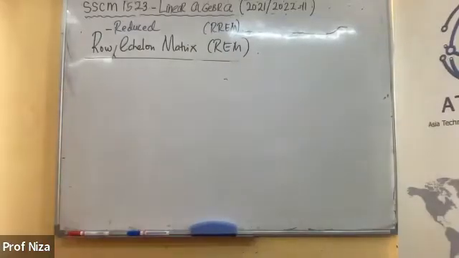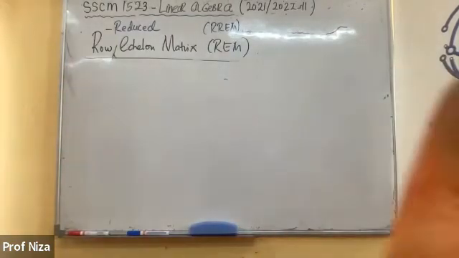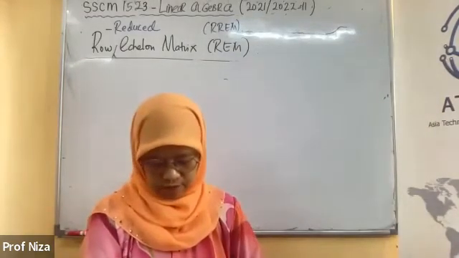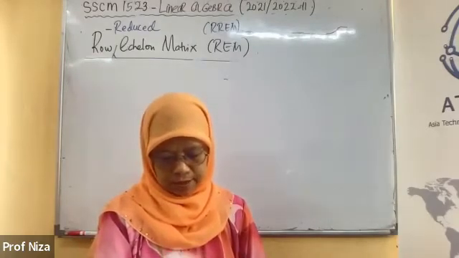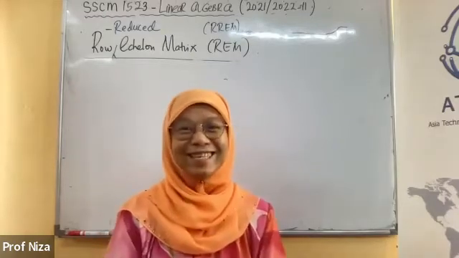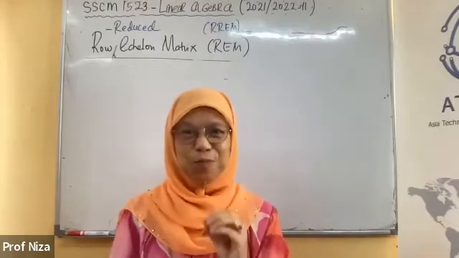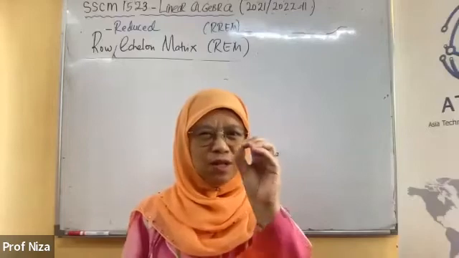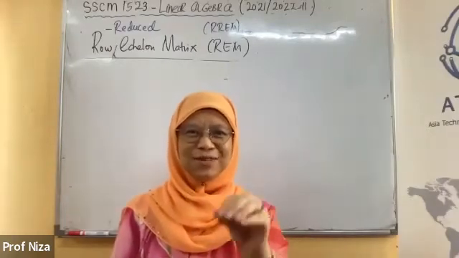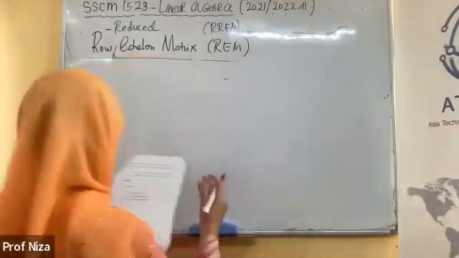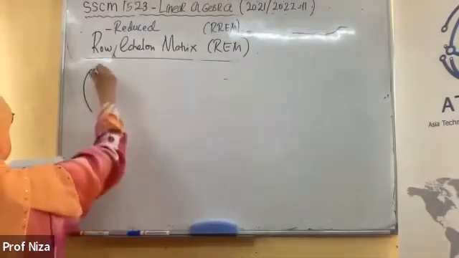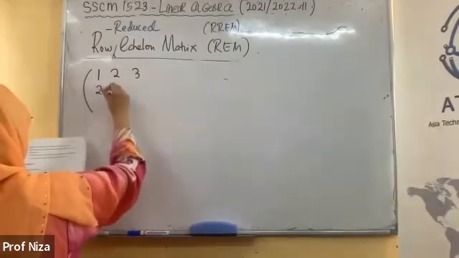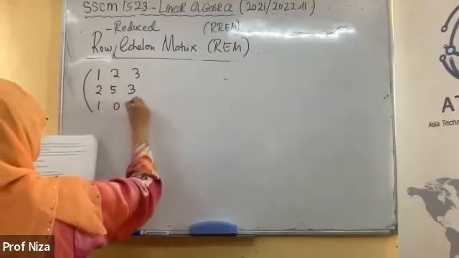Okay, let me get quite a long one. I have many others. Exercise 4. I will give you time to copy later, but I want you to give your full 120% to 100% concentration. The question is, reduce this matrix to row echelon form and reduced row echelon form. The matrix is 1, 2, 3, 2, 5, 3, 1, 0, 8.